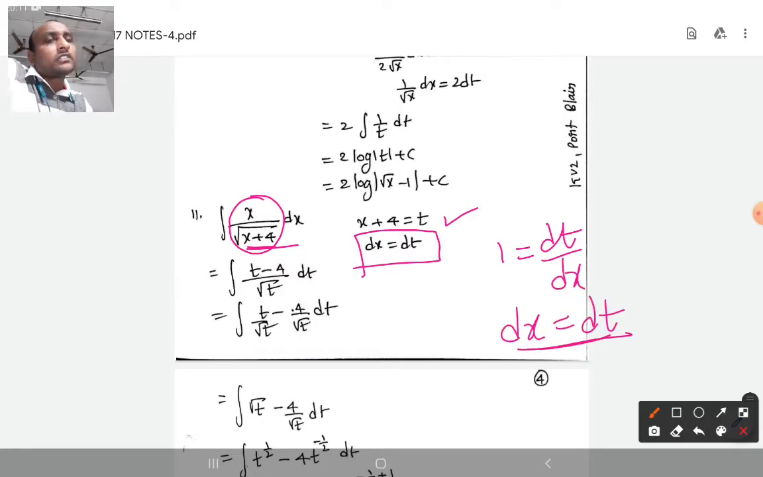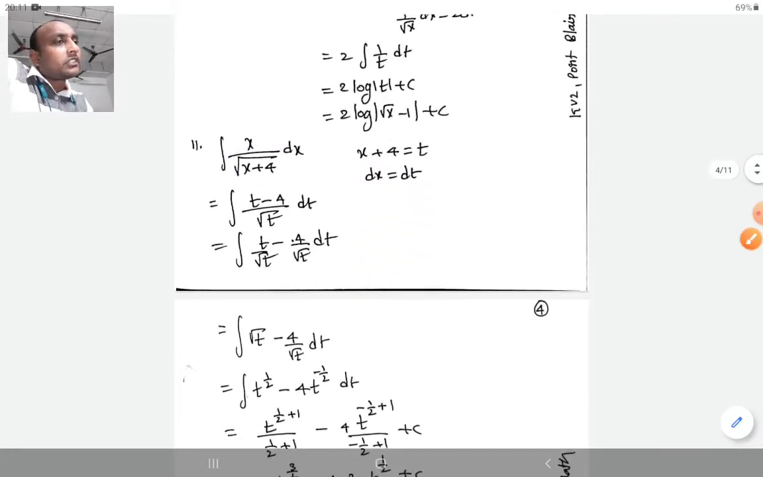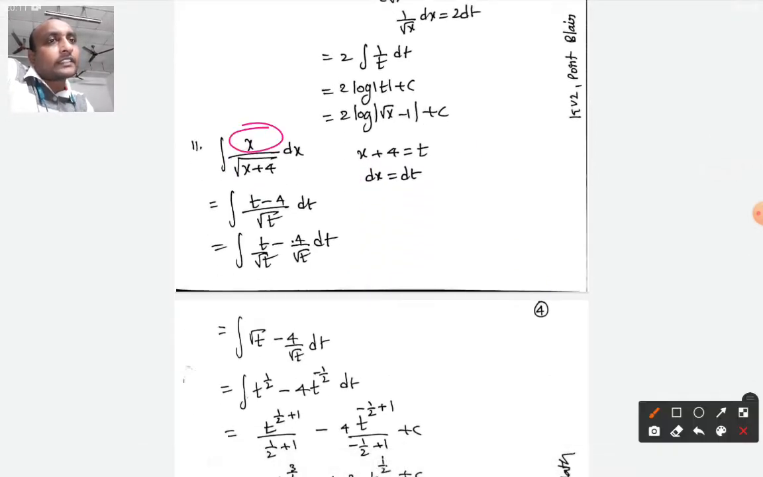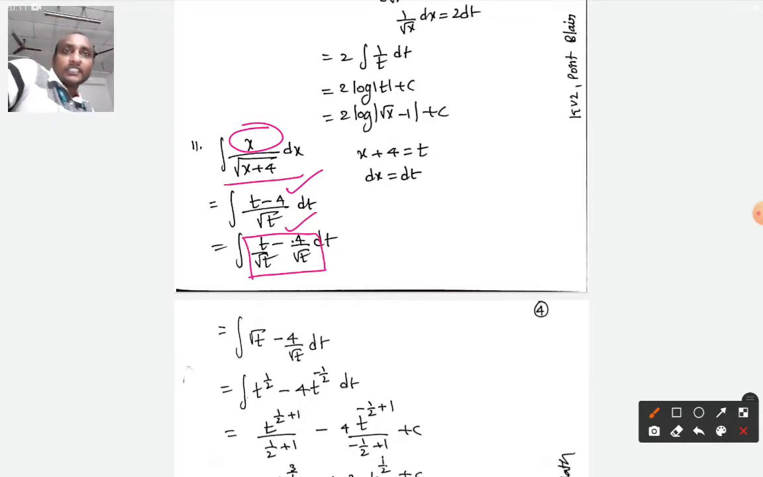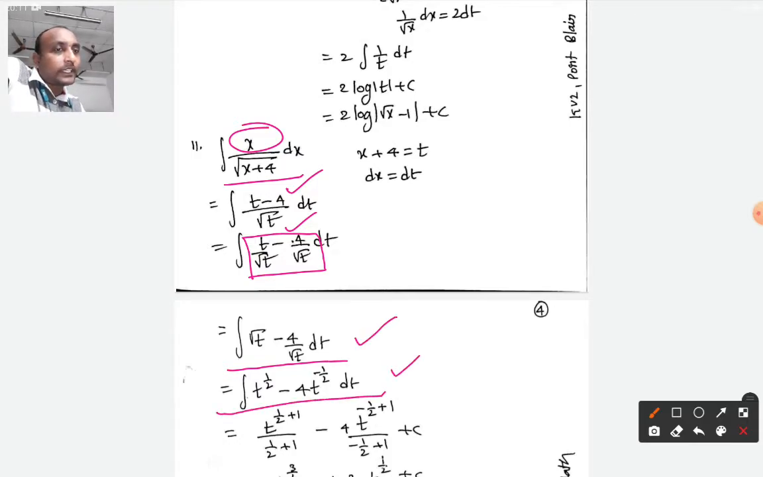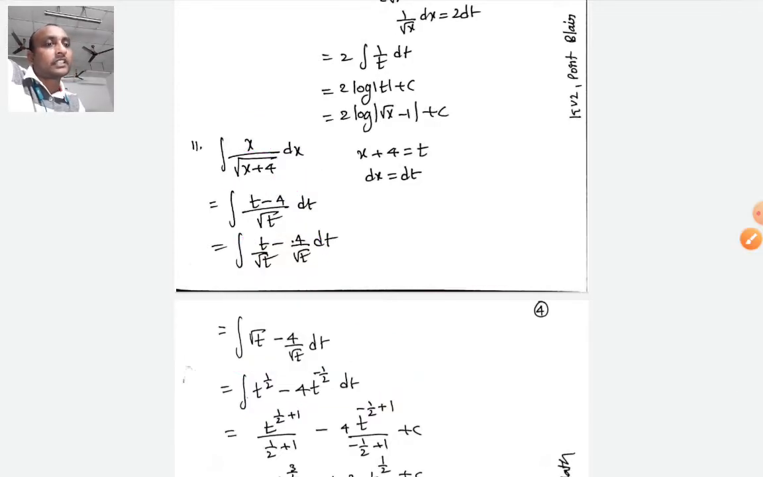So finally you can write x as t minus 4 and root of x plus 4 as root t. Then after splitting the fraction, t by root t minus 4 by root t, which is root t minus 4 by root t into dt. After writing in the single exponent notation, you can apply the x power n plus 1 by n plus 1 formula, so that you will get this answer very easily.